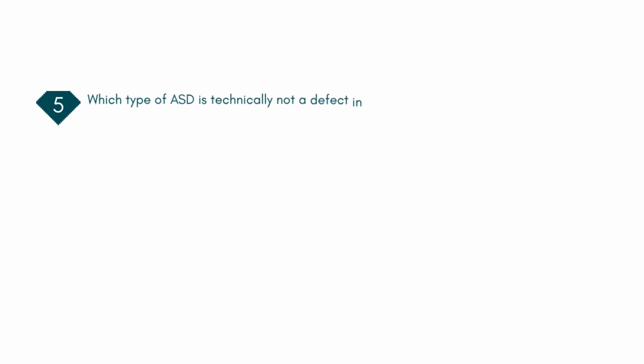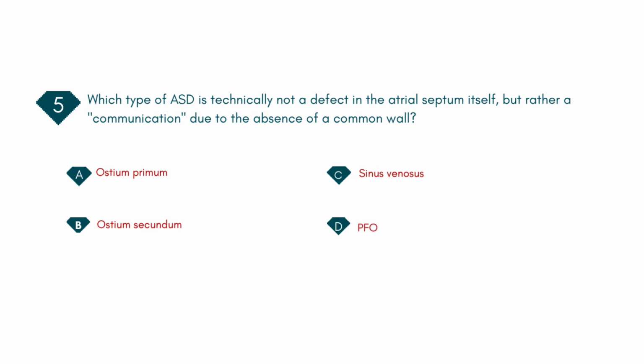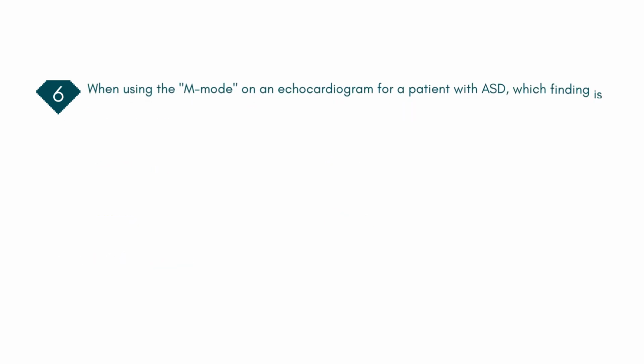Which type of ASD is technically not a defect in the atrial septum itself, but rather a communication due to the absence of a common wall? A. Ostium primum. B. Ostium secundum. C. Sinus venosus. D. PFO. Answer: C. Sinus venosus.